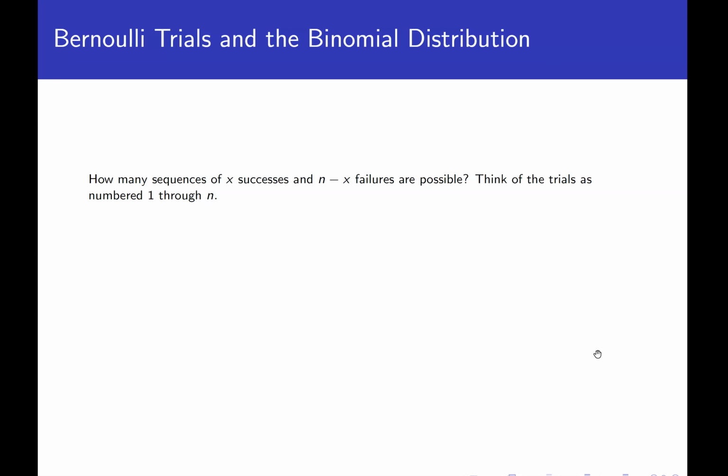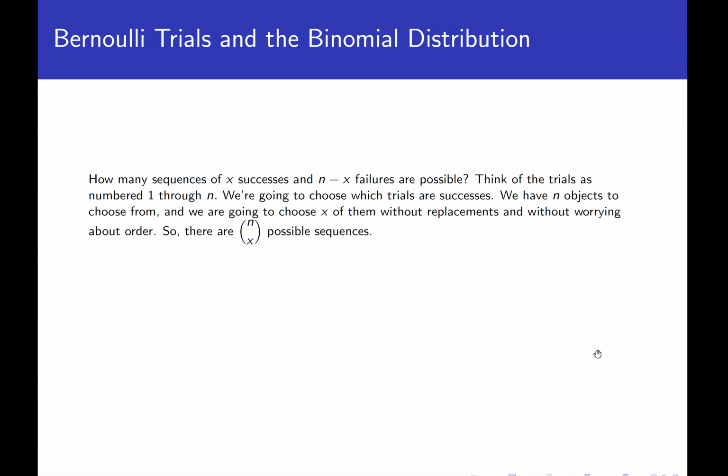So let's think of the trials numbered 1 through n. We're going to choose which of the trials are successes, because once we pick where the successes are, the failures are automatically determined, since there are only 2 possible outcomes. So we have n objects to choose from, the numbers 1 through n, and we're going to choose x of them where the successes should be. We do that without replacement and without worrying about order, because successes in trials 1 and 4 is the same as in 4 and 1. We don't care about the order. So that means we have a combination problem, and there are n choose x possible sequences.